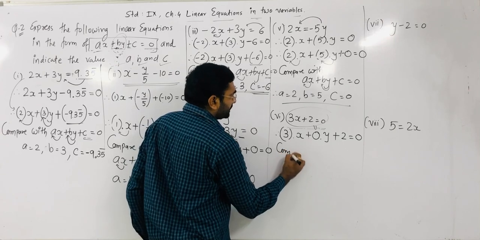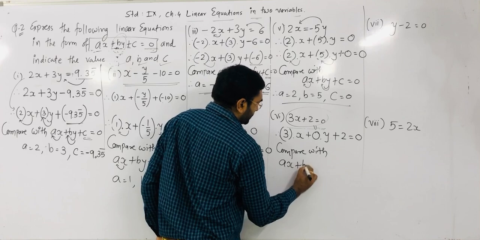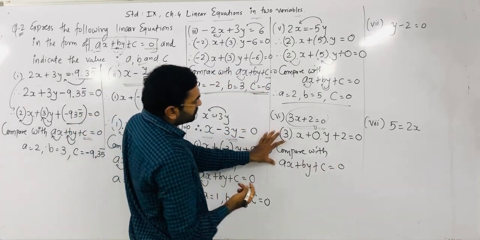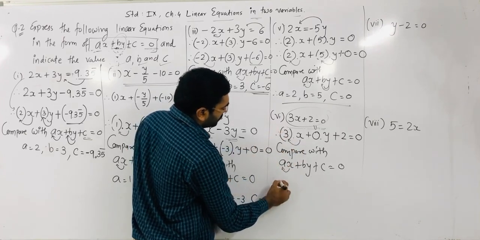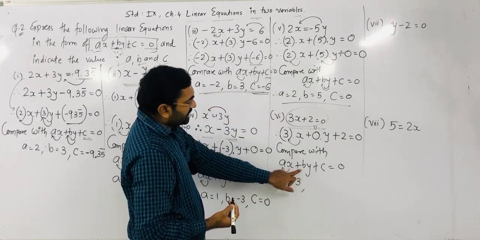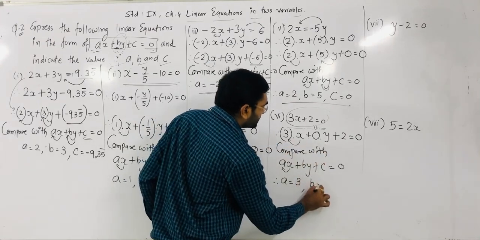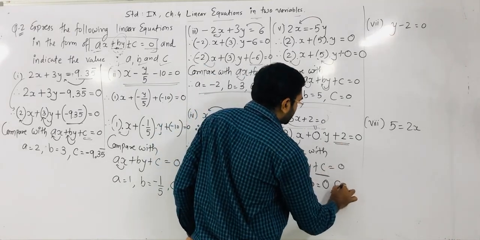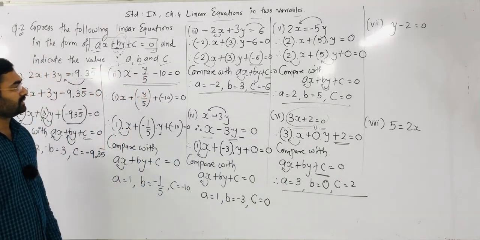So compare with ax plus by plus c is equal to 0. So a value is what? X coefficient is a value. So in the given equation, a value is 3. X coefficient is given 3. So a value is 3. Now b is the y coefficient. So in the given equation, y coefficient is what? 0. So we get b is equal to 0. And the last term is c, the constant term. So c is equal to 2. So this is our indication of a, b, and c.